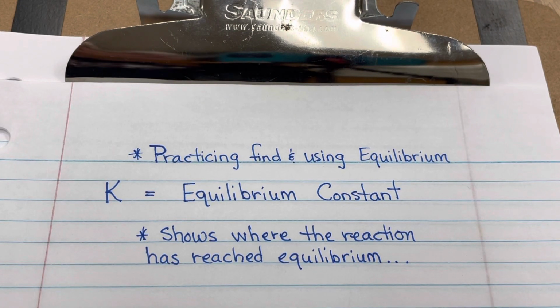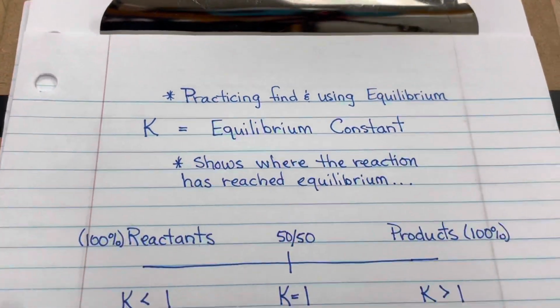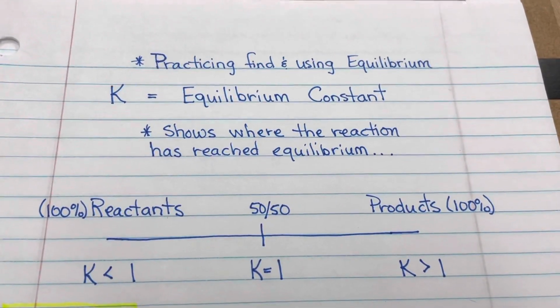Now that we know equilibrium and what it is, we want to practice being able to find and use our equilibrium. Doing this, we're going to be looking for what's called a capital K, or the equilibrium constant. And this is the value that's going to show us where we are based on our reaction when we reach equilibrium.